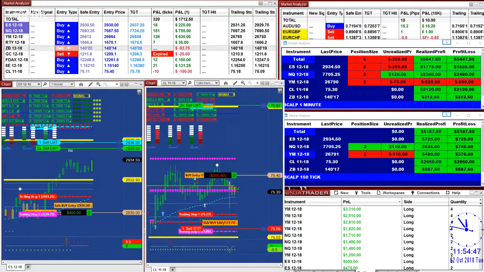Okay, guys. Closing position on the ES at 34.50. Open position at 36 or 36.50 short.